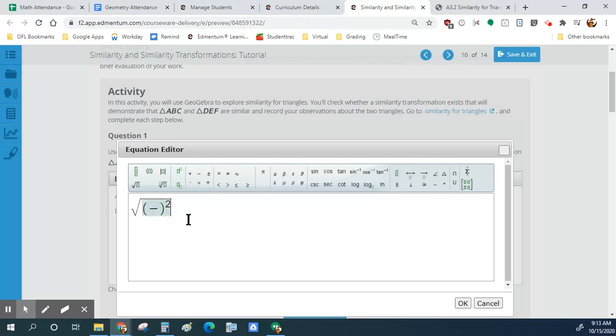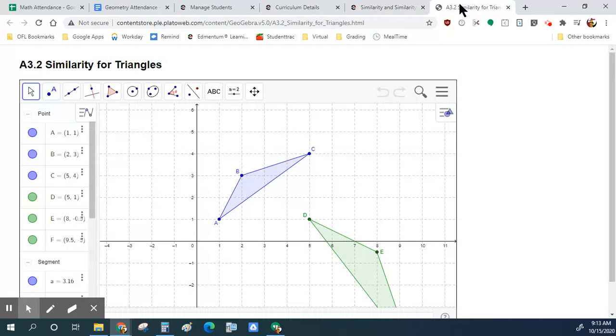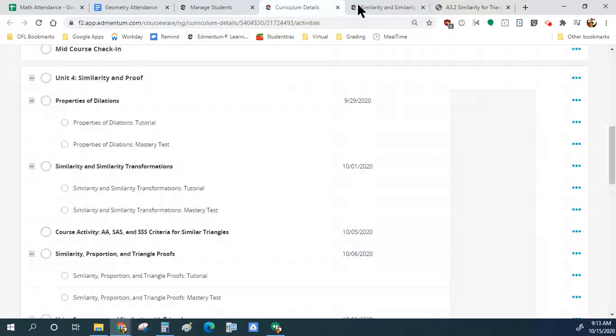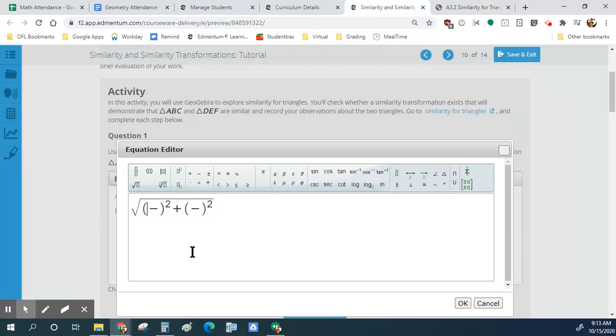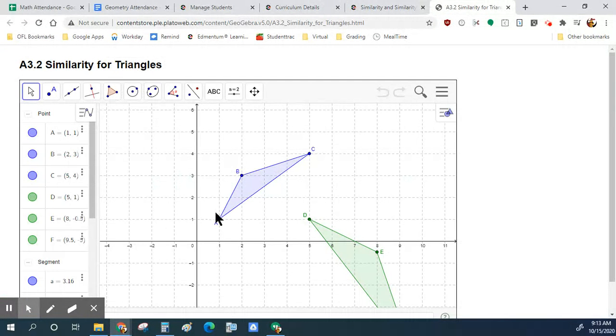All right, and we're going to add the y values being subtracted together. So we're going to subtract the x values, square them, subtract the y values, and then square them, is basically what we're doing here. All right, so let's look here. We need to figure out the x value of our A. The x value of our A is 1. Let's find the y value of our A. The y value of our A is also 1.